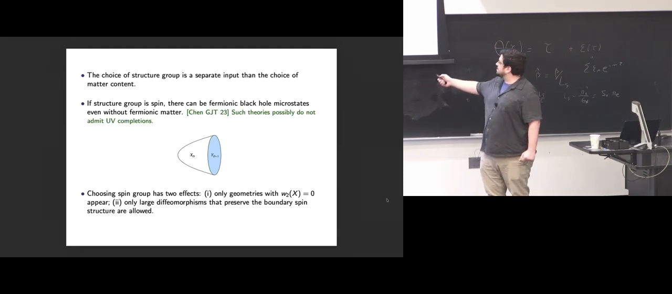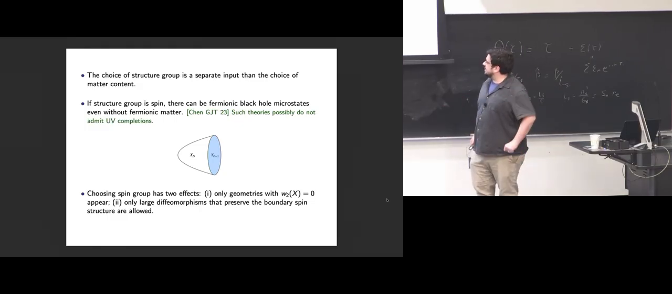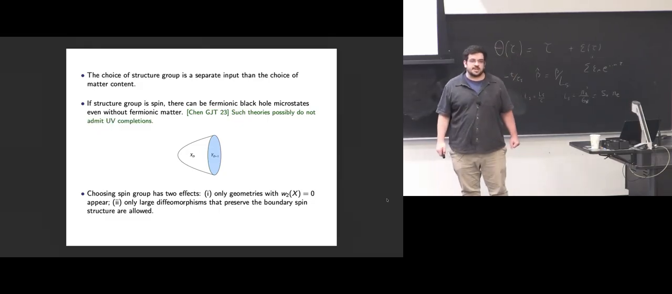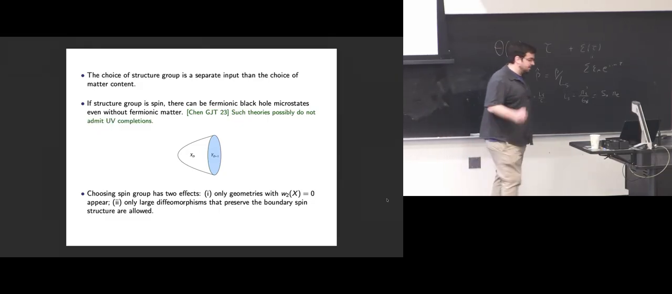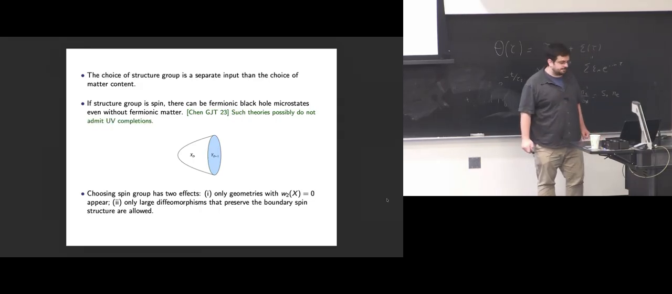This restricts the geometry. The technical restriction is that the second Stiefel-Whitney class has to be 0. That's just telling you that there is a spin structure. And the second restriction is that only large diffeos that preserve the boundary spin structure should be allowed. Both of these will be important when we do 3D gravity.